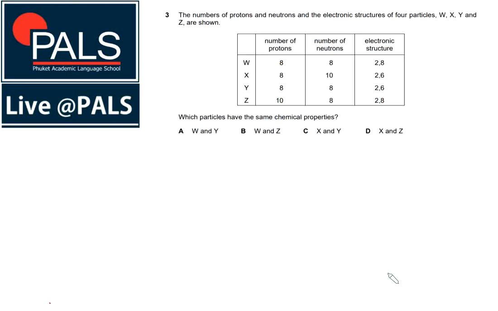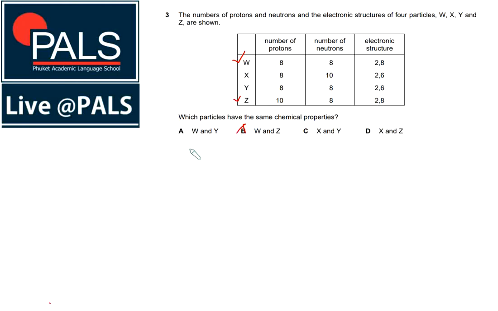The number of protons and neutrons and the electronic structure of 4 particles W, X, Y, and Z are shown. Which particles have the same chemical properties? If we look closely, W and Z have different protons, the same neutrons, however, and the same electronic structure. However, they are not the same. So we'll be removing B.